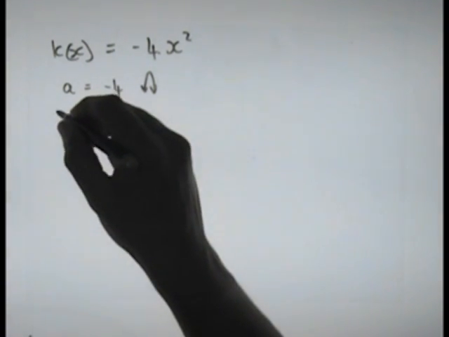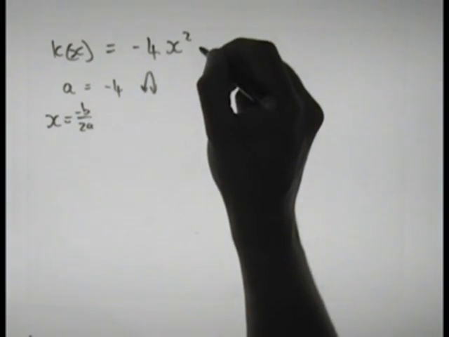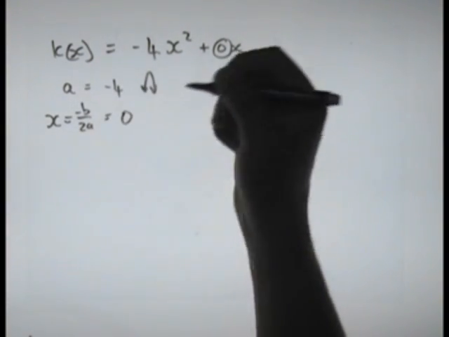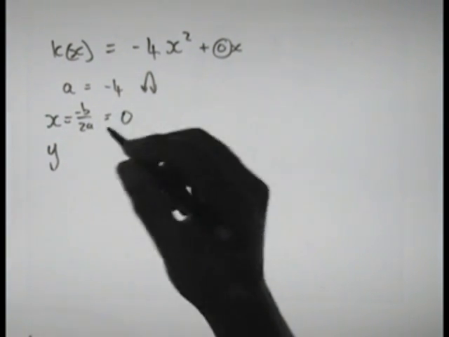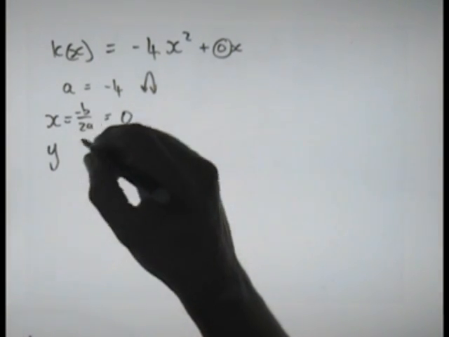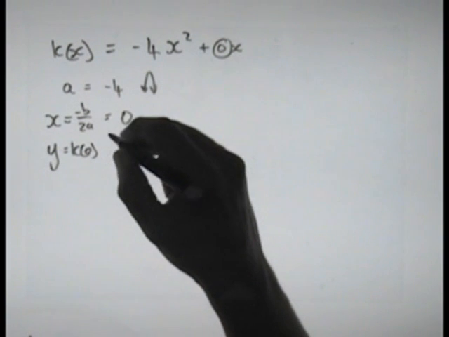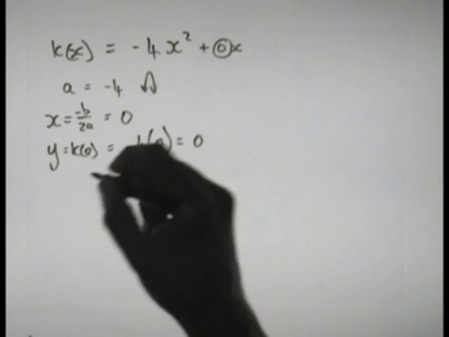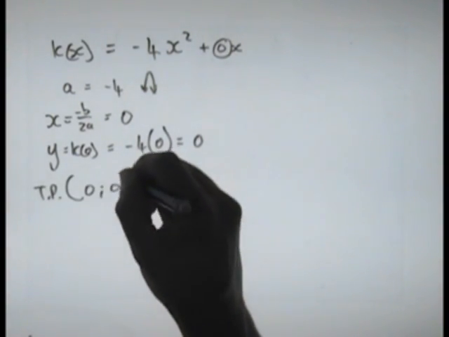Step 2, I look at my axis of symmetry, x is equal to minus b over 2a. I said that my b value was 0, so that's going to be 0. My y-coordinate of the turning point will be at k of 0, which is going to equal negative 4 times 0, which is equal to 0. That means my turning point in this case is at 0, 0.